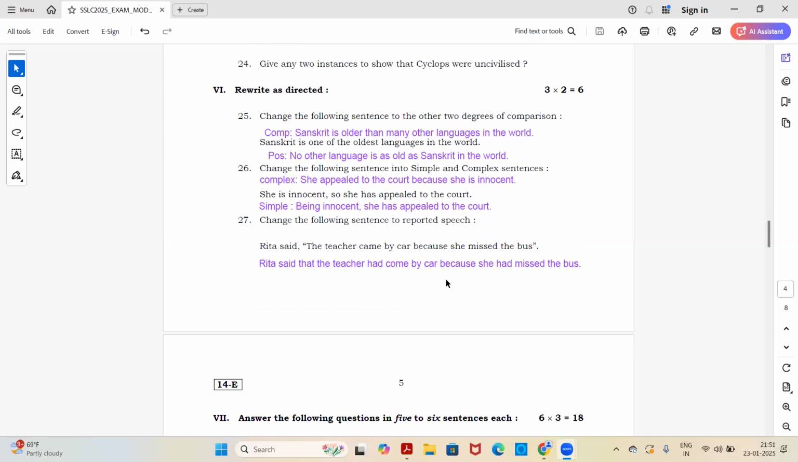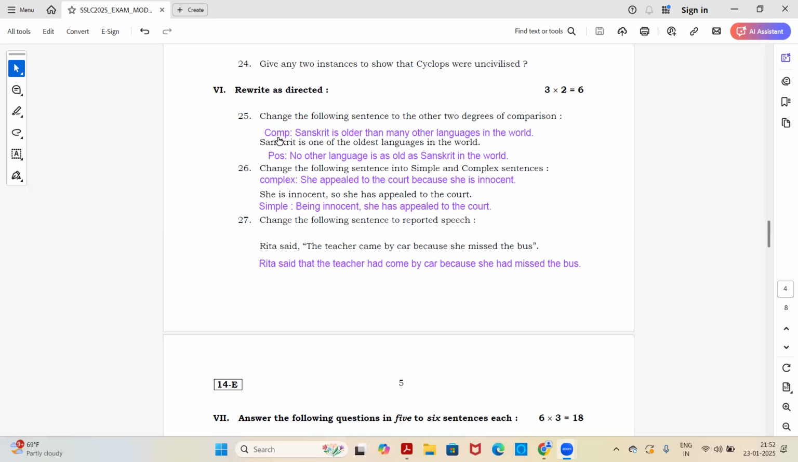Next main, that is rewrite as directed. Again, it's a grammar question. Now here you have 3 questions, but it carries 2 marks each. Okay, so carefully listen to the question and observe the answers. So, change the following sentence to the other 2 degrees of comparison. The question would be given in 1 degree. Here the question is, Sanskrit is one of the oldest languages in the world. So oldest, this specifies that this sentence is in the superlative degree. Now you need to change it into the other 2, that means comparative and positive.